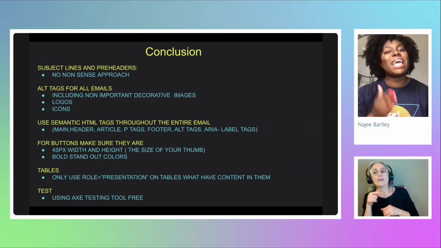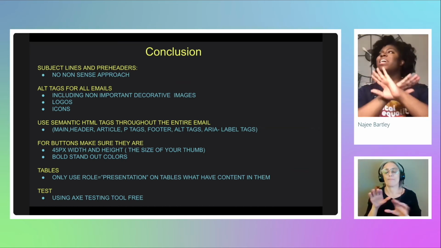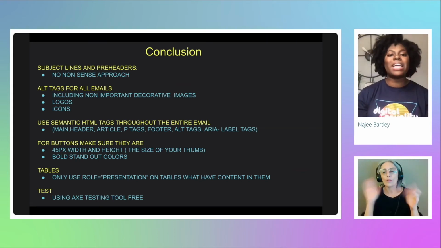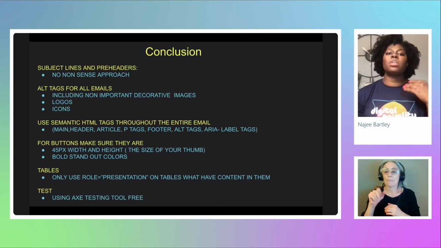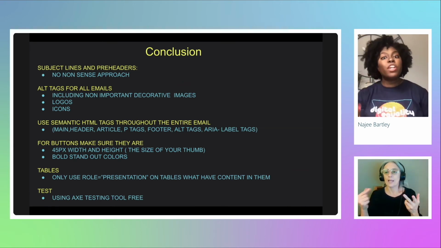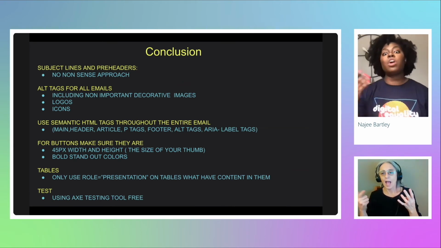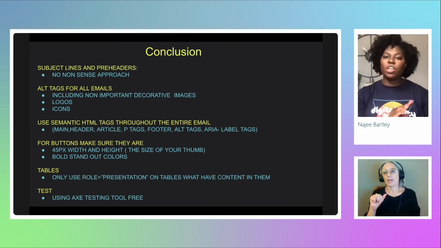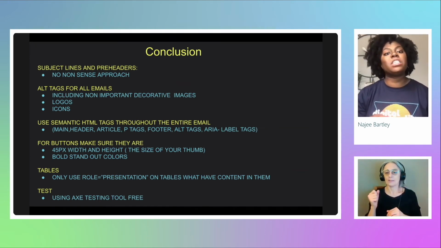Use semantic HTML tags throughout the entire email. On your headers, you want to use header tags, main tags, P tags, footer tags, alt tags, obviously. You want to use ARIA label tags. You want to use your semantic HTML tags for everything.